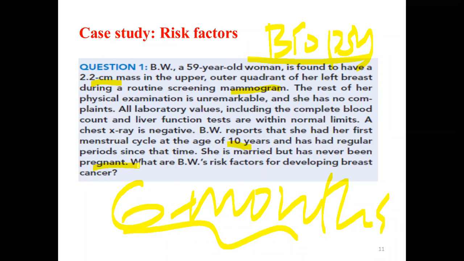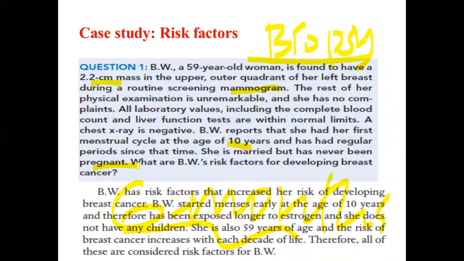So at the age of 10 years, in combination with nulliparity, the duration of exposure to estrogen is very long. Remember, when you compare estrogen and progesterone, the risk for breast cancer is usually very high with estrogen, because estrogen promotes proliferation. So, as you said, those are the possible risk factors for this patient.